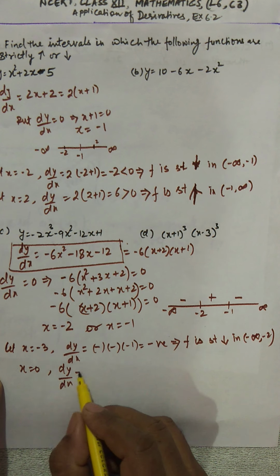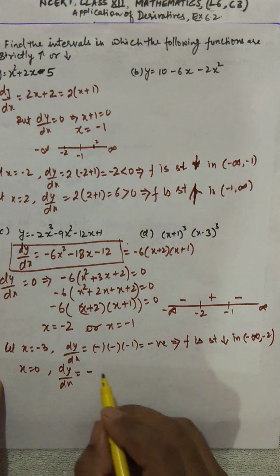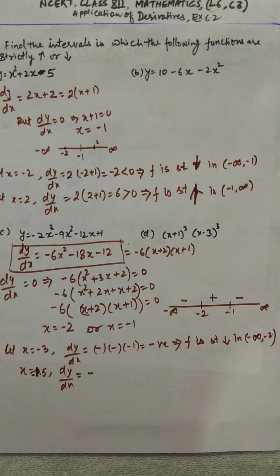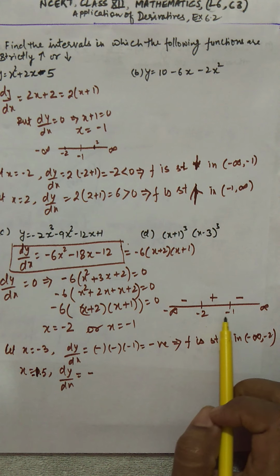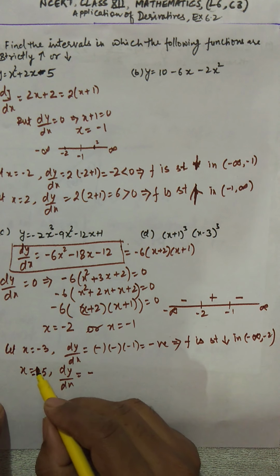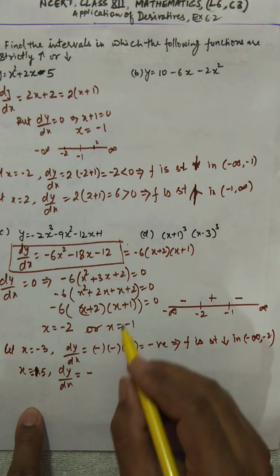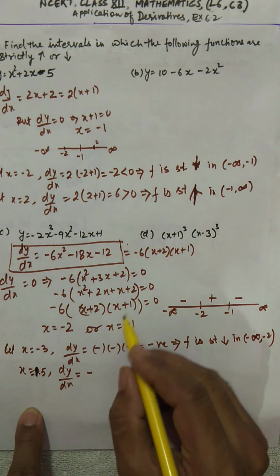Now next, for dy by dx, you put x equal to 0, so this is plus, this is plus, and this is going to be minus. We'll take a number between -2 and -1, which is better. We take x equal to -1.5. So dy by dx will be, this is negative, this will be positive, and this will be negative. So this sign is negative, and ultimately the sign will be positive. So it implies that f is strictly increasing in -2 to -1.